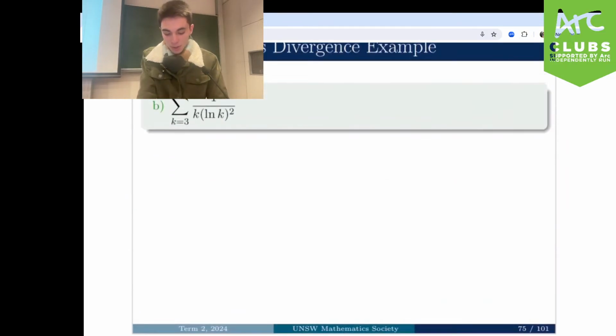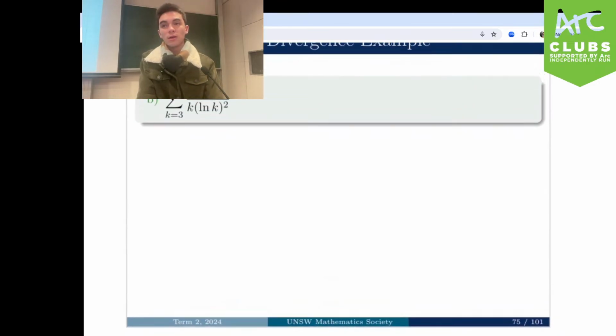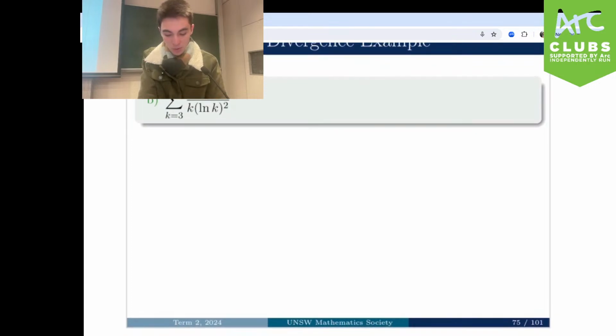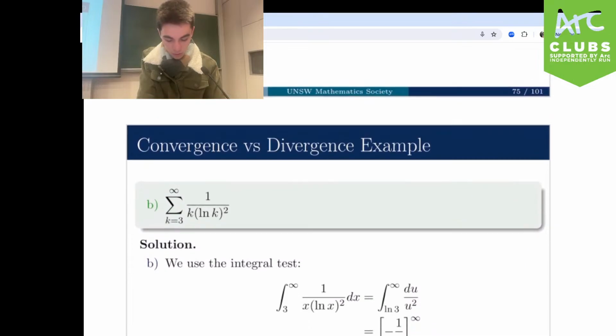Let's do another practice question. So here we've got a series involving terms that look like 1 over k times natural log of k squared. So what test would we employ for this one? Well, maybe you'll notice that if this were a function, then it would be pretty easy to integrate, right? Because we could do a u sub for natural log of k. So that's what we're going to do.